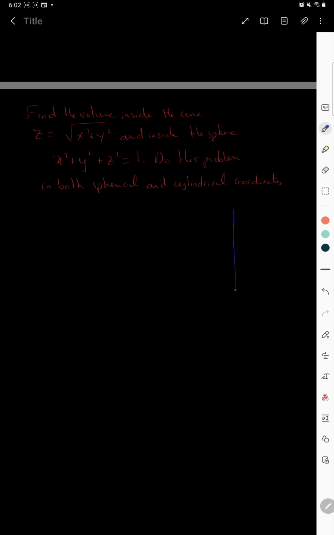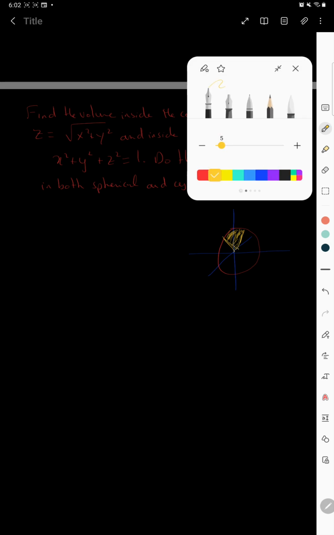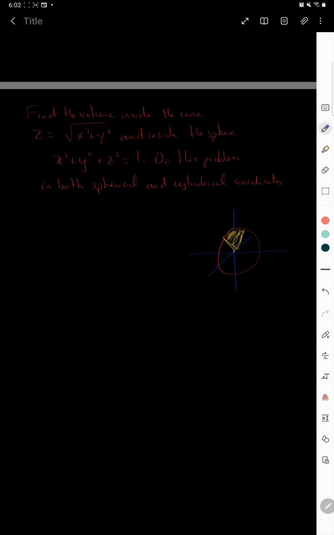Okay, so first let us start by sketching the figure, or the solid whose volume we want to find. So the sphere of radius 1, and then we have a cone like that. And so I'm looking at this one. Of course, in a previous exercise, we identified that the cone has equation phi equals pi over 4.